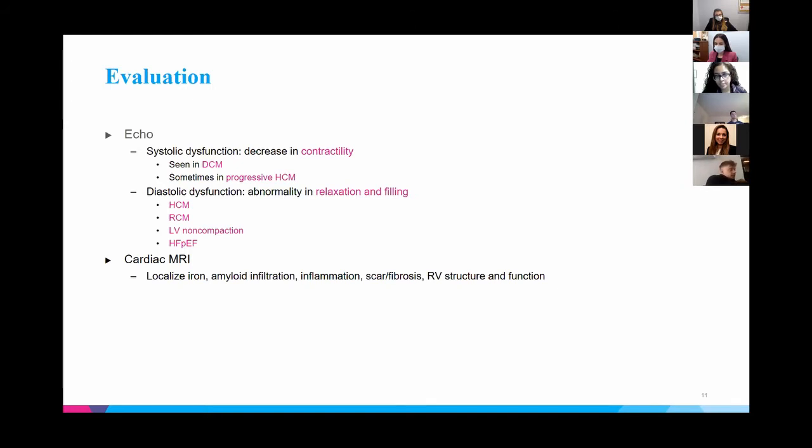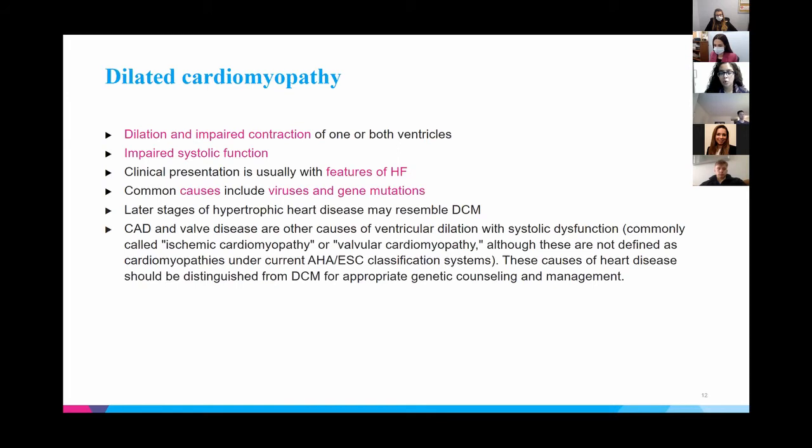Cardiac MRI in recent years has provided us with a lot of information and is also able to localize iron for hemochromatosis diagnosis, amyloid infiltration, inflammation such as myocarditis, scar, fibrosis, and the RV structure and function, leading to diagnosis of ARVC. The primary way of diagnosing these is still echocardiography. So now we'll go over a few of the cardiomyopathies.